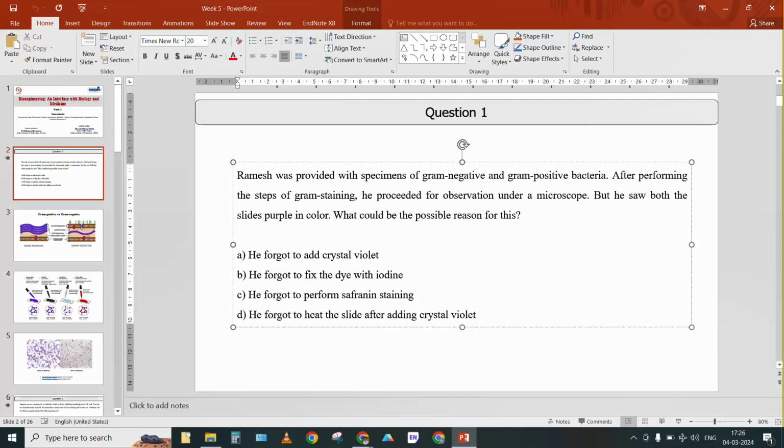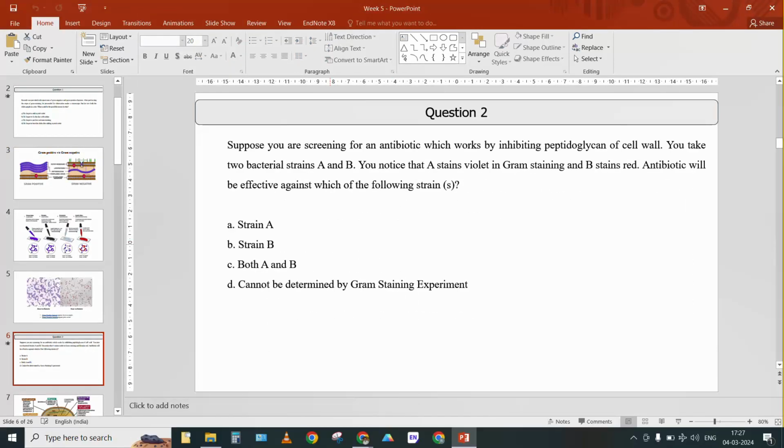So let me explain what safranin staining is. Safranin is used as a counter stain in gram staining. The counter stain is used after the decolorizer in gram staining. The counter stain is used to detect gram negative bacteria, as these bacteria do not retain the primary stain used in gram staining, called crystal violet. So option C is the correct answer for question one. Moving forward to question two.